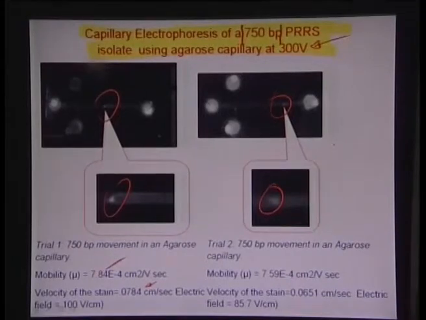And in this second trial here, the mobility slightly changes to 7.59 × 10^-4 centimeter square per volt second, and the velocity of the stain is 0.065 centimeter per second, and electric field about 85.7 volts per centimeter. These are some of the facts and figures which are important for knowing about this electrophoresis process a little bit more.